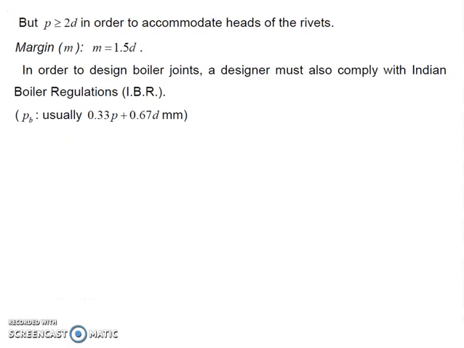But the pitch should always be greater than or equal to 2 times the diameter to accommodate the heads of the rivets, because apart from the diameter of the rivet as it is, the head of the rivet should also be accommodated. Therefore, it should not clash or cause inconvenience in the design here. The margin is very important for the fourth type of failure, which was the tear failure, as 1.5 times the diameter.